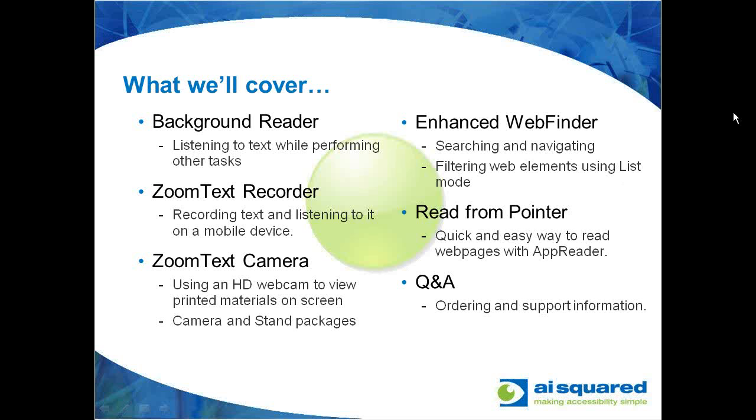finder, which we did have in Zoomtext 9.1. We had the web finder, but it's been completely redesigned to make it really easy to search and navigate on the web. Then we have a really cool new feature for App Reader called Read from Pointer, which is going to make it a lot easier to start App Reader on the web right where you want it to begin. And then we'll open it up finally for question and answer at the end.